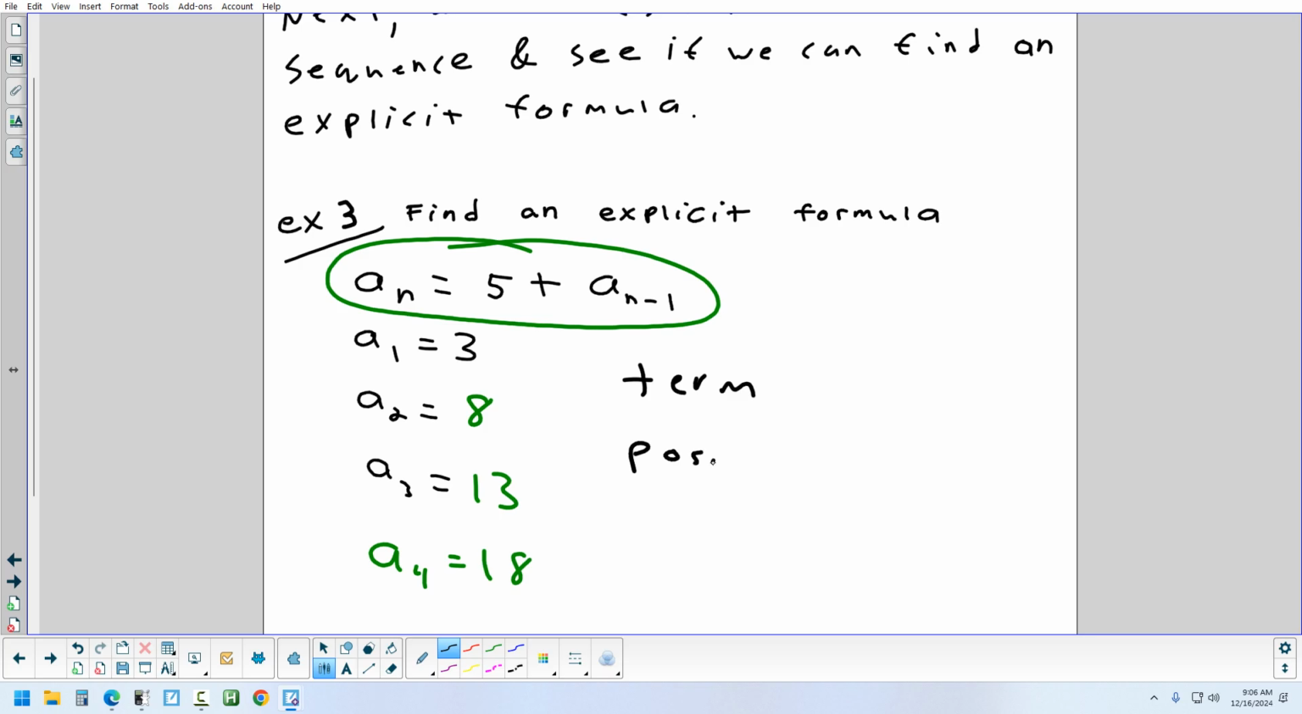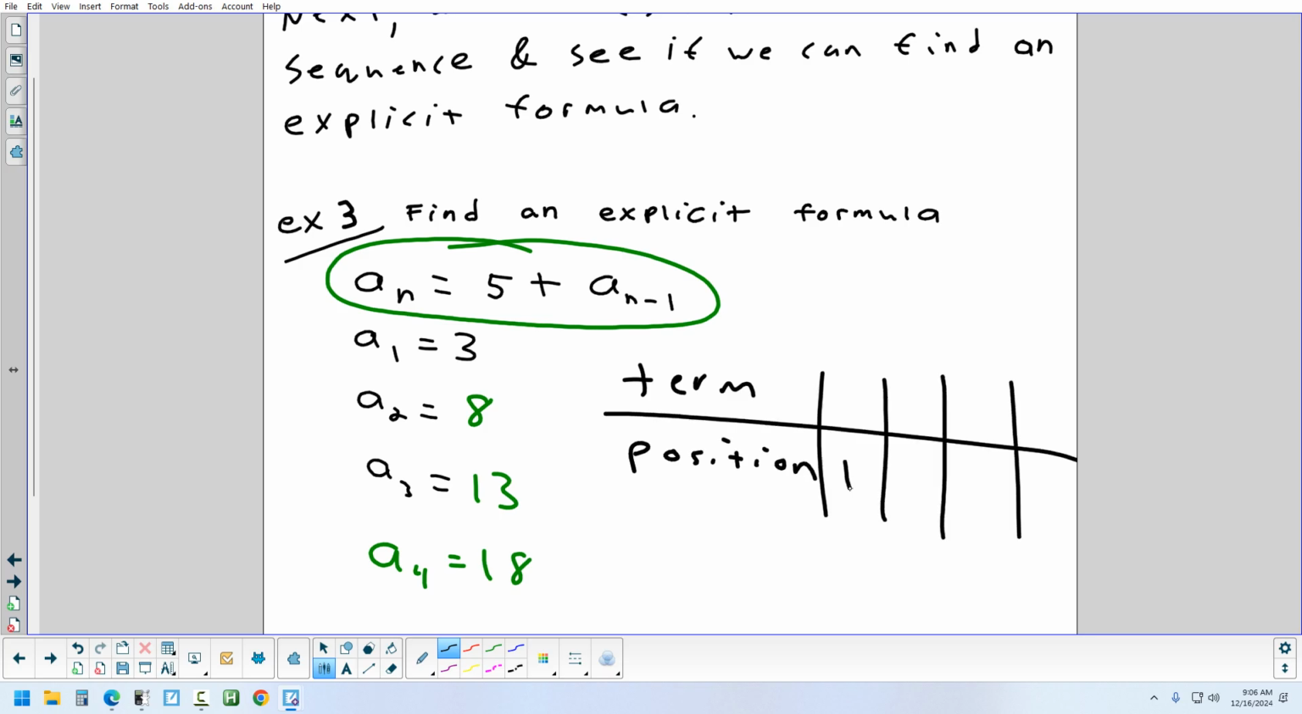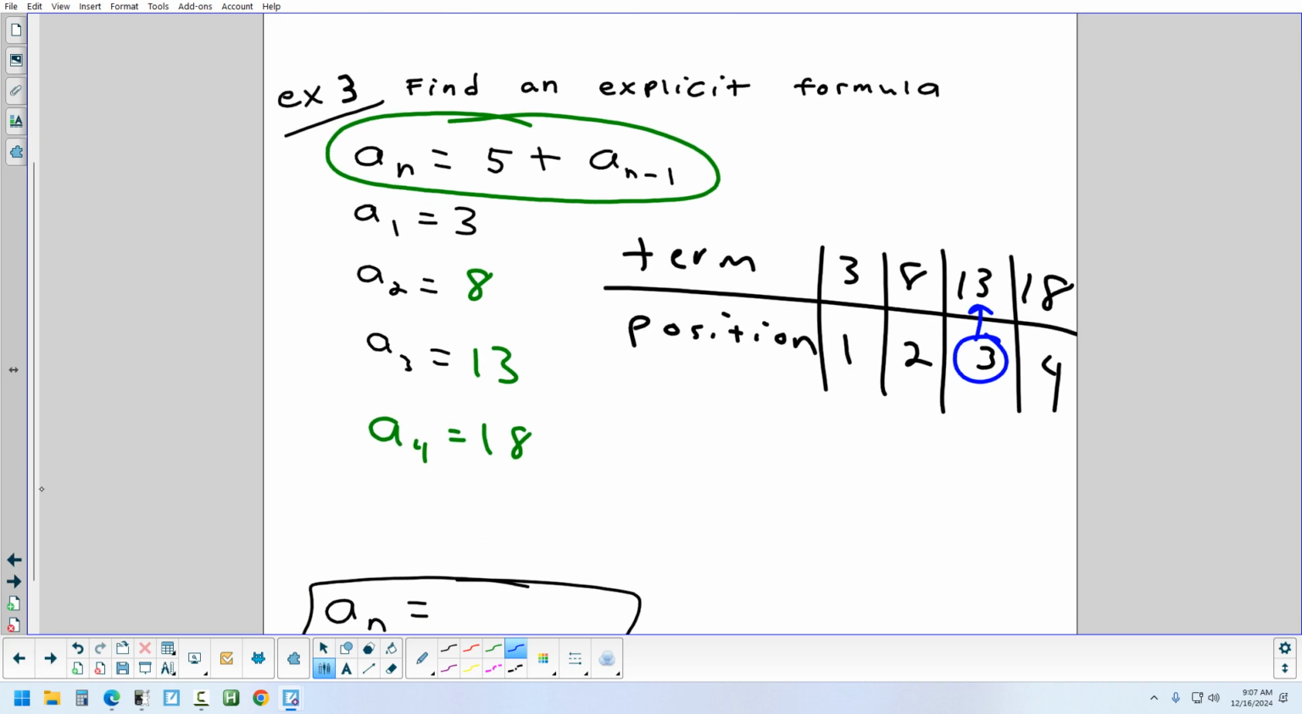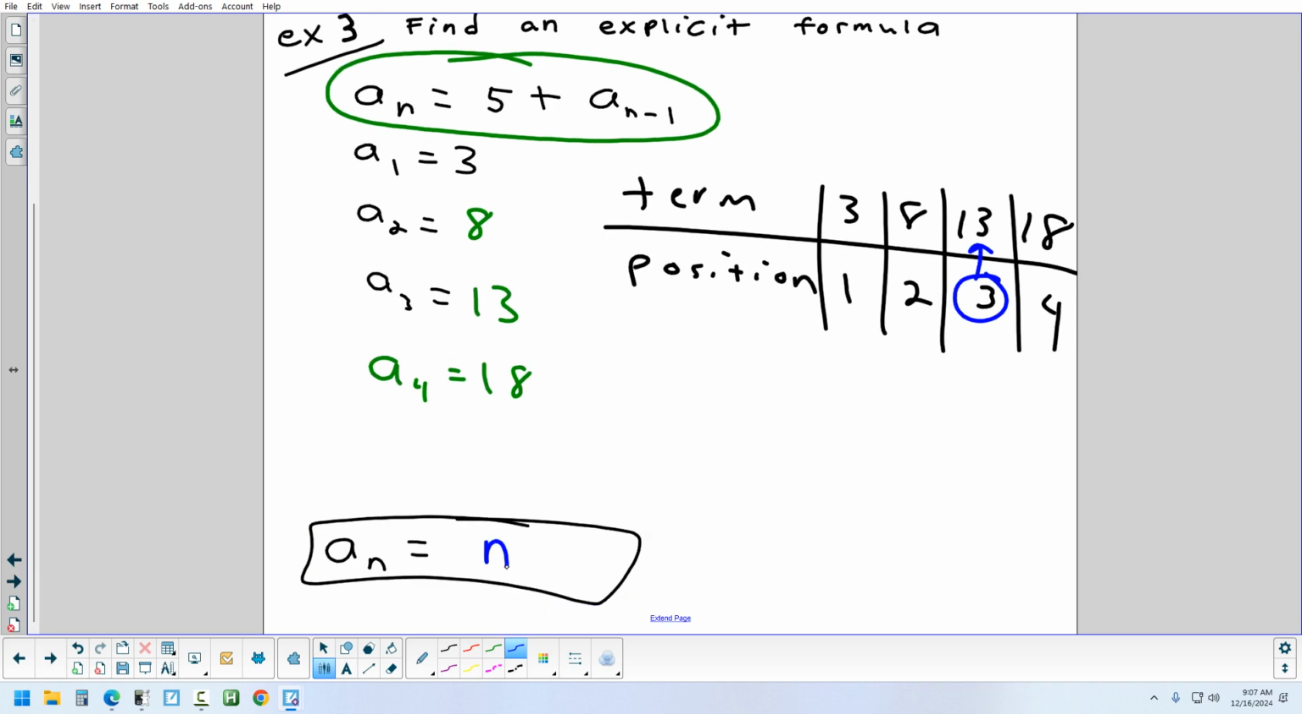So I'll put it in a box. Term, position. So we got 1, 2, 3, 4, and 3, 8, 13, 18. So you're trying to figure out something you can do to that to change it into that. Yep, you can multiply the position by 5 and subtract 2. Yep, that's exactly it. So it's multiply the position times 5 and then minus 2.